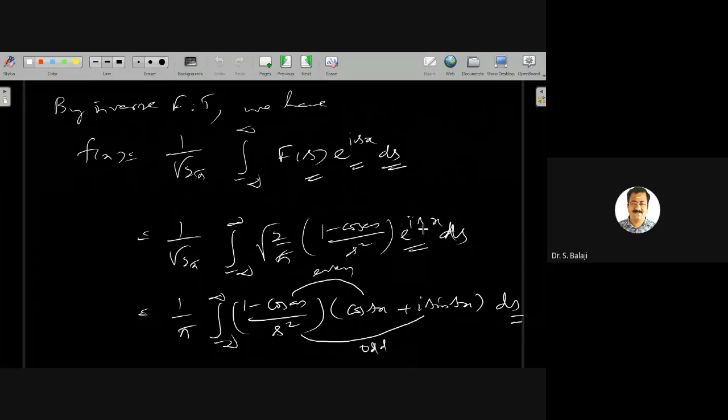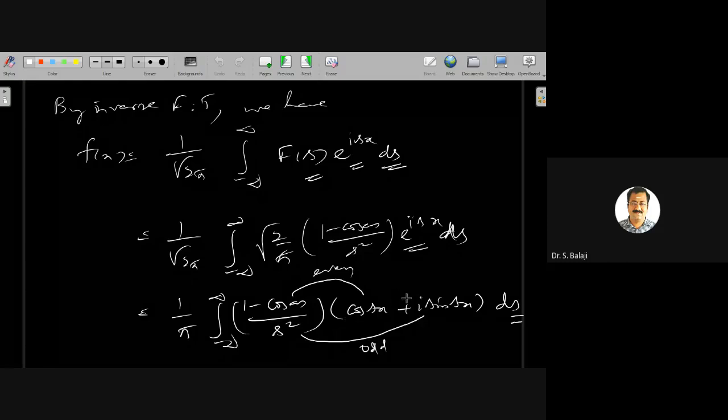Again, you split e power isx as cos sx plus i sin sx. Then you can use the even and odd function idea. The integration is with respect to s, so to check even and odd, you change s to minus s. Cos of minus theta is cos theta, and s square is s square only. Therefore everything keeps the same sign, so this is totally an even function.